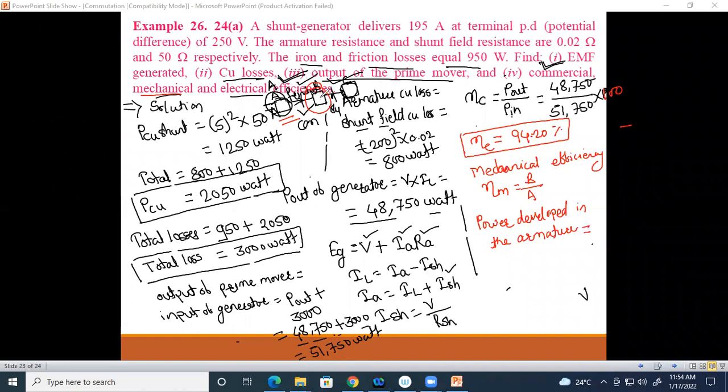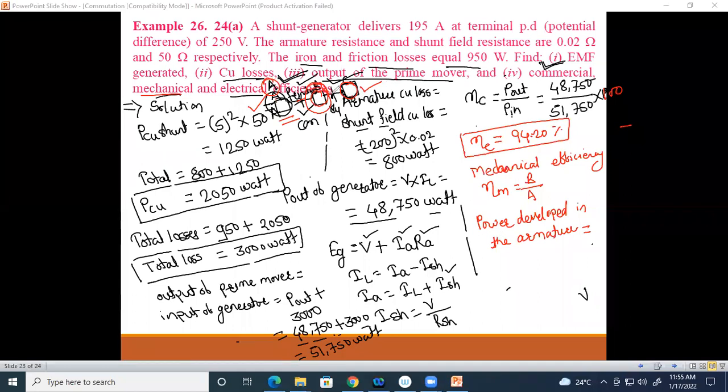See, Eg into Ia. We want to calculate the value of B. We have the value of C, and also the value of A. If we consider A and subtract the iron and friction losses from it, we will get this power. Or if we consider C, 50,800, sir. So suppose I consider the output power.